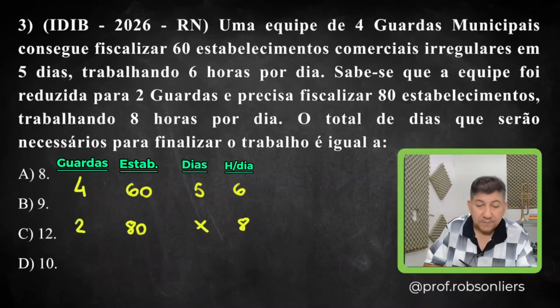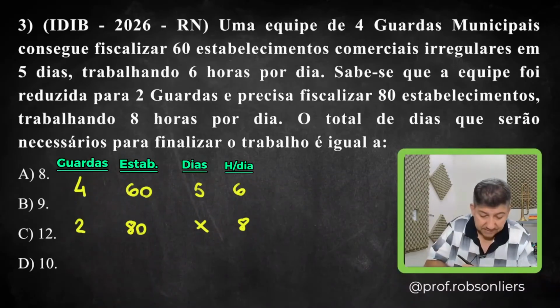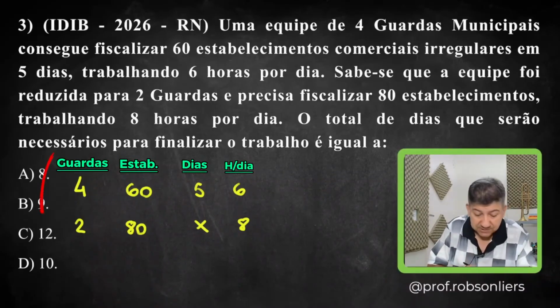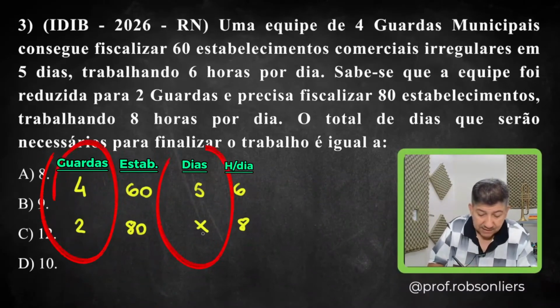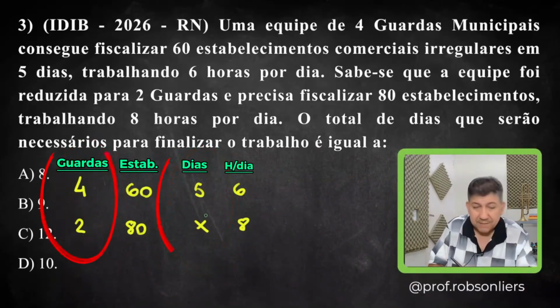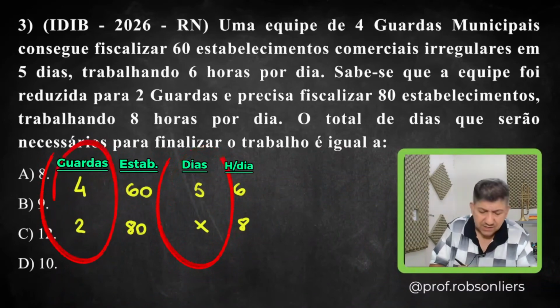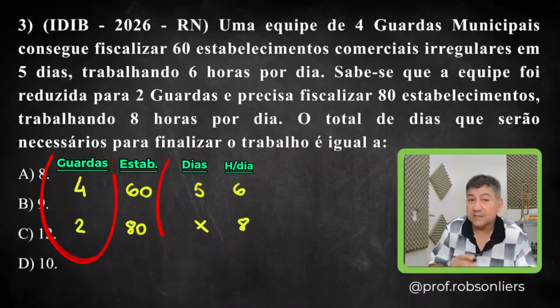Second step, analyze which quantities are directly proportional and which are inversely proportional. All right? So, let's go. Number of municipal guards in relation to the number of days. Always in relation to the quantity with X. And let's analyze these other quantities in relation to that quantity.